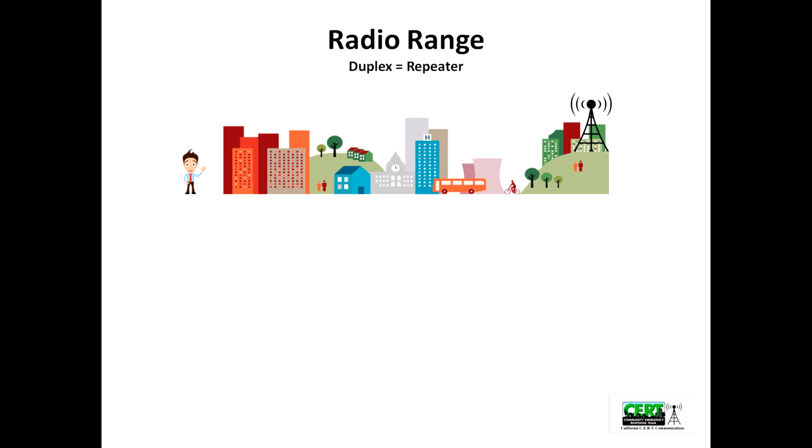Now we have something called a repeater. So we're still in that urban environment. When that guy in the blue shirt keys up his radio, the signal goes up to the repeater tower. And simultaneously, while he's talking, the signal's retransmitted down to the valley at a different frequency. And if all your radios are programmed correctly, he's transmitting and everybody else is receiving.